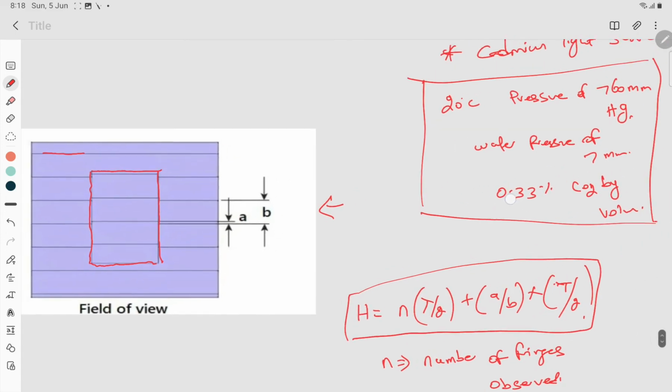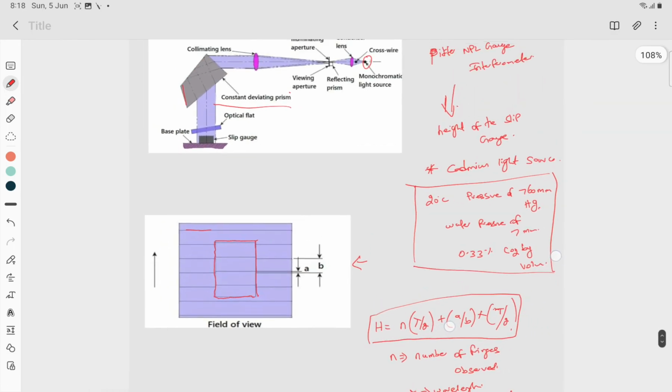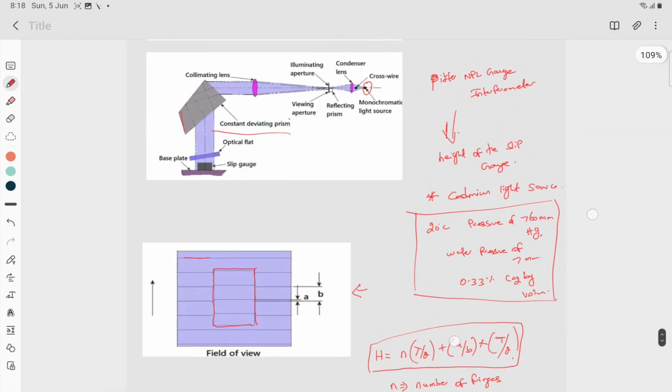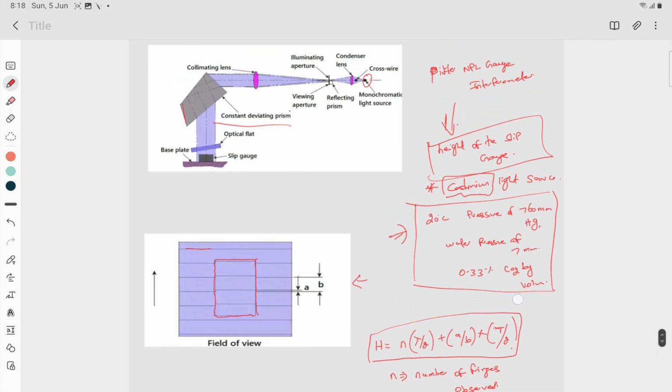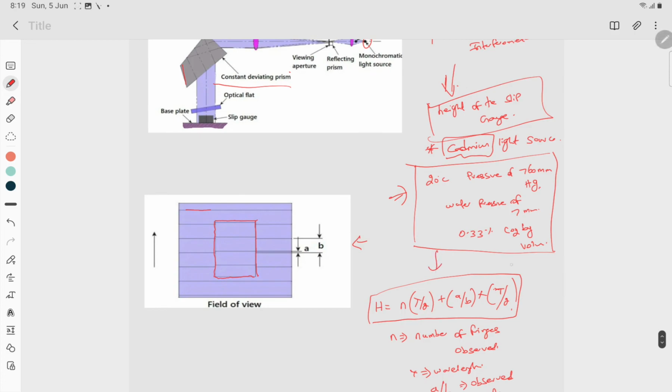To summarize, we have seen what is the purpose of the Pitter NPL gauge interferometer. It is used for directly checking the height, and we have seen that we are using a cadmium light source in this Pitter NPL gauge interferometer. We have seen the working conditions that have to be maintained to operate this interferometer. And based on the formula given here, we can easily calculate the height of the given slip gauge.